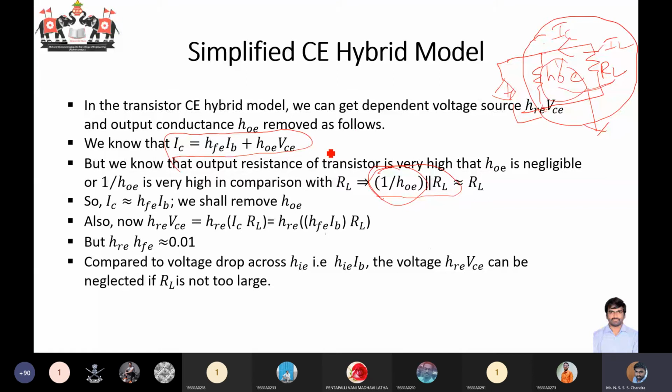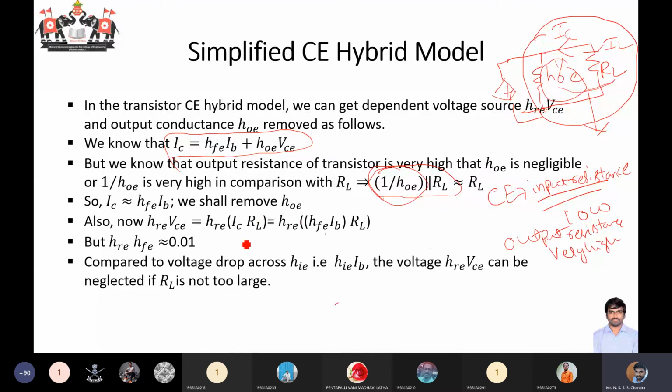So do you understand what I am telling? So for a transistor in CE configuration, when we were discussing the transistor characteristics, I told you that input resistance will be a low value, output resistance will be a very high value, right?